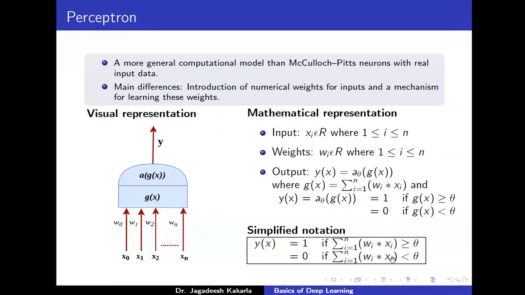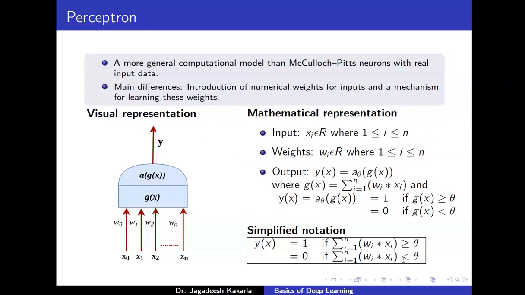When will it become 0? If the value is less than the threshold, then it will be 0. Is it clear? So this is the way it will work. Now what is the limitation here? The inputs are real numbers and the weights are also real numbers, but the output is again a binary classification, meaning it is 0 or 1.